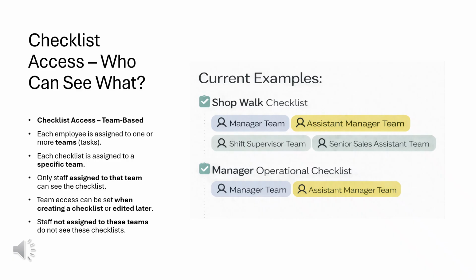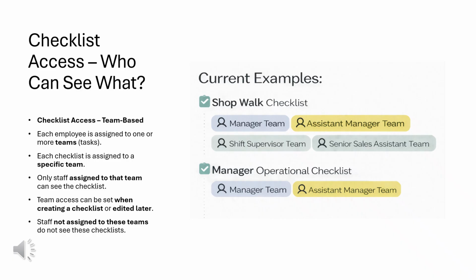The Shop Walk checklist is assigned to the Shop Walk team. This means it can be seen and completed by managers, assistant managers, shift supervisors, and senior sales assistants. The Manager Operational checklist is assigned to the manager team. In this case, only managers and assistant managers can see and complete this checklist.